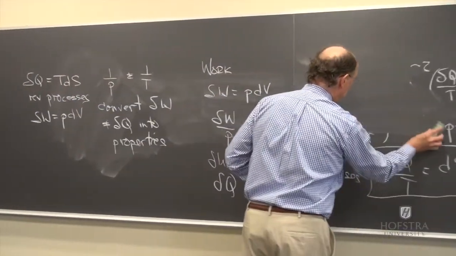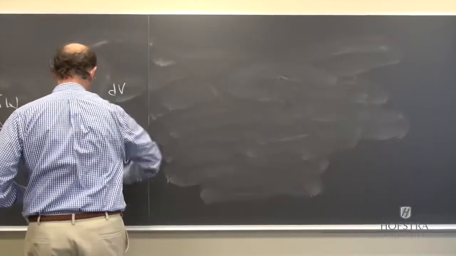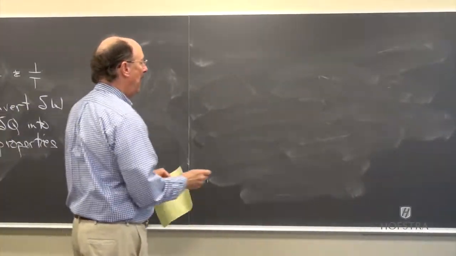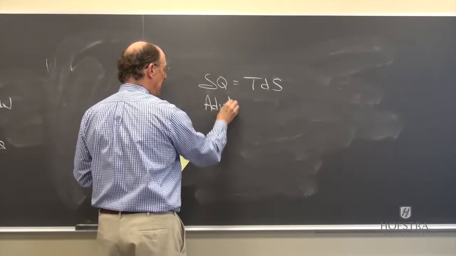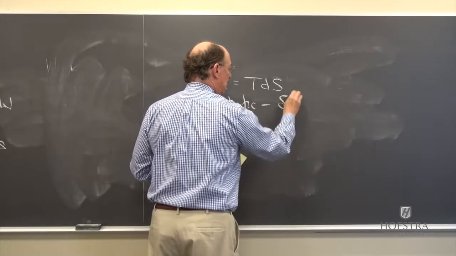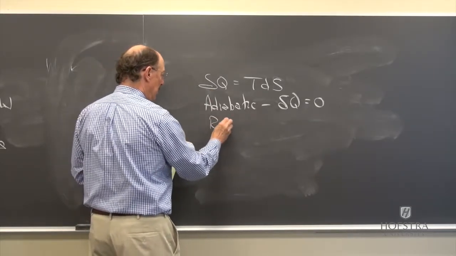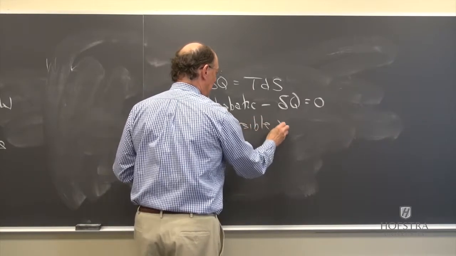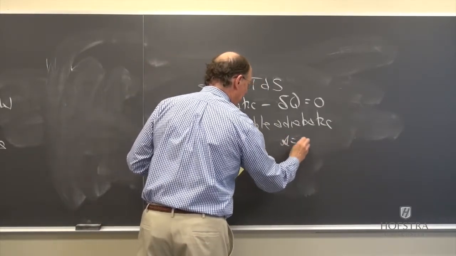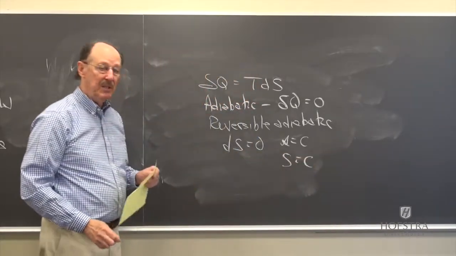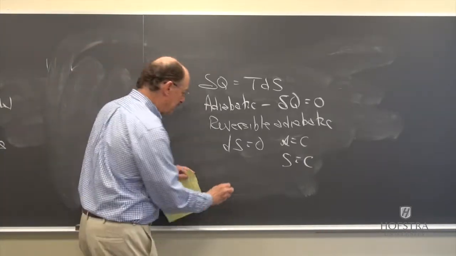So if I look at a reversible adiabatic process, let's examine this equation in a little more depth. I have that del Q is equal to TdS, and for adiabatic processes, del Q is equal to 0. This function is for reversible processes only. So for reversible adiabatic, dS equals 0, or S, large S, equals a constant. So we have reversible adiabatic means constant entropy, and we also call this an isentropic process.